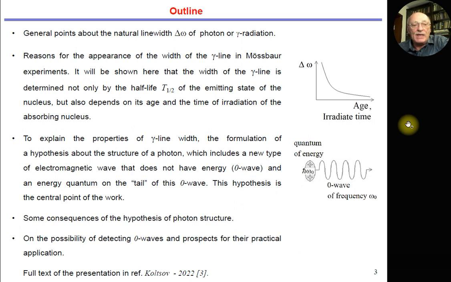Then, to explain the properties of gamma line width, I will formulate a hypothesis about the structure of a photon, which includes a new type of electromagnetic wave that does not have energy, abbreviated as zero wave, and an energy quantum on the tail of this zero wave. This hypothesis is the central point of the work. Then I will talk about some consequences of this hypothesis, and finally I will talk about the possibility of detecting zero waves and prospects for their practical application. The full text of this presentation is in my 2022 paper, the full reference to the paper is at the end of the presentation.